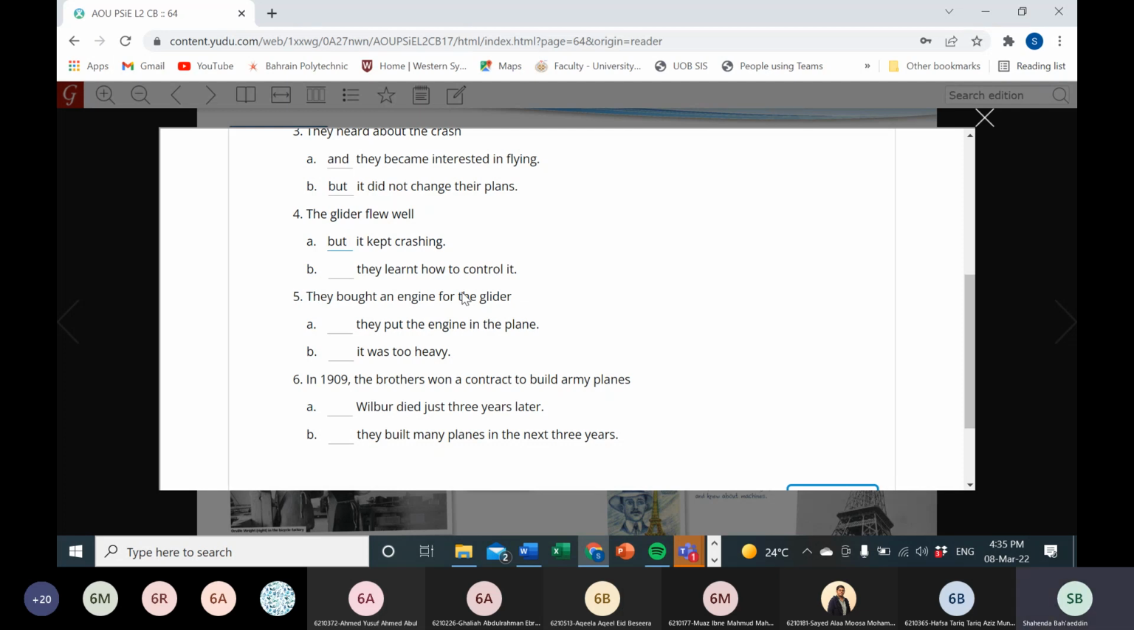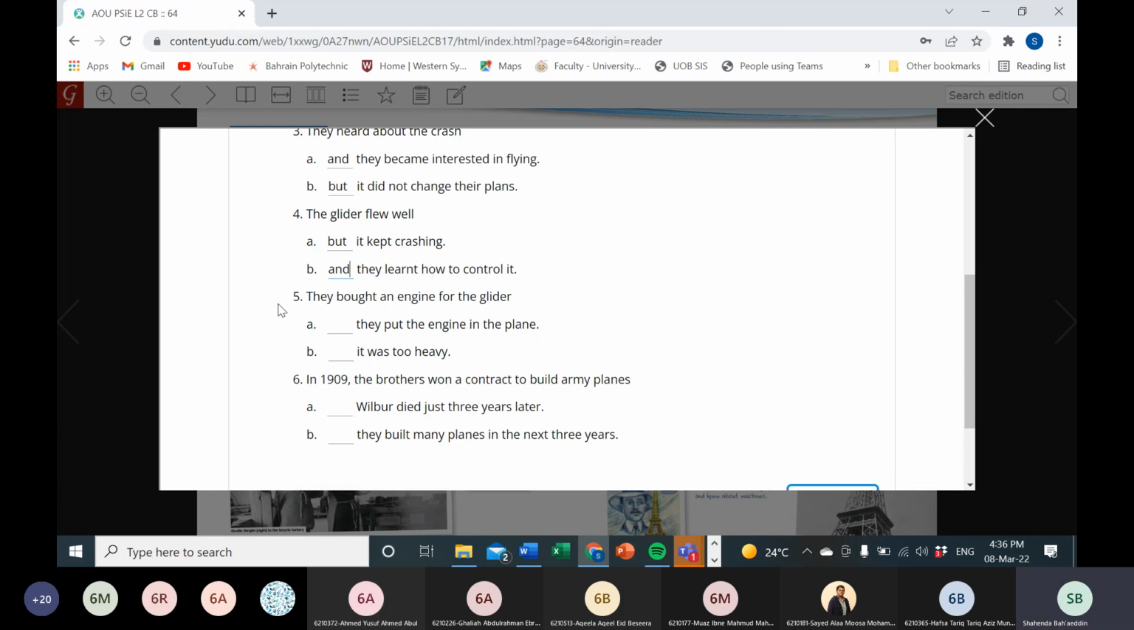They learned how to control it. And they learned. Definitely, we can't have in the same sentence but. I can't say the glider flew well, but it kept crashing, but they learned how to control it. This is not English at all, because in the end, I need to join these two sentences together, or actually 3.